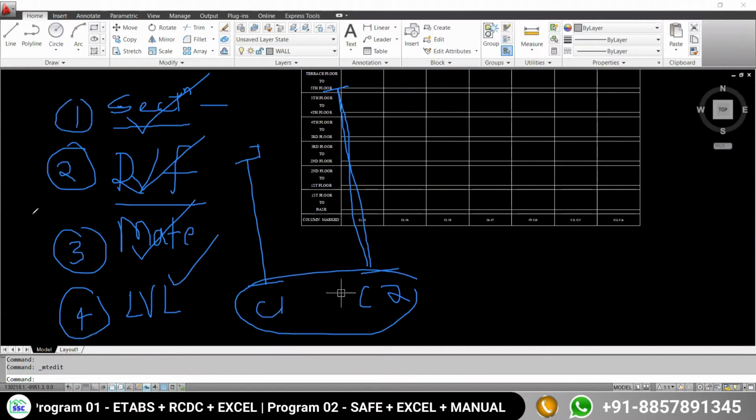These are the basic criteria on which you can decide whether the columns will be in the same group or not. You need to understand that. Okay, now clear this all.